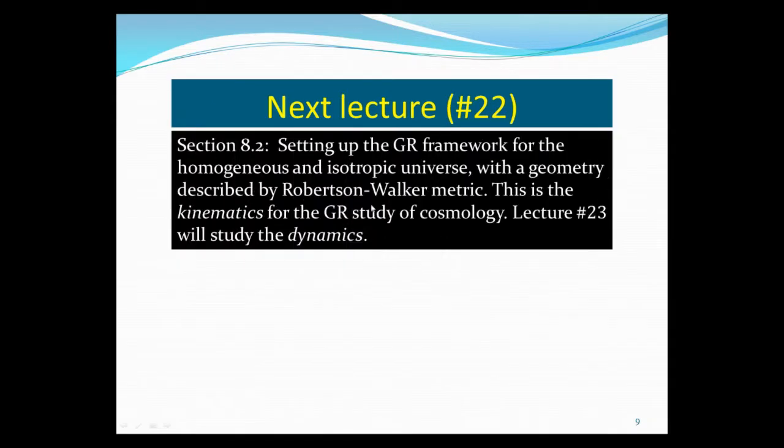Next lecture, we're going to talk about setting up the GR framework for a homogeneous isotropic universe, and the geometry turns out to be described by something called the Robertson-Walker metric. This is basically setting up the kinematics for the GR study of cosmology. And lecture 23, following that, will be studying the dynamics of such a cosmic model. Okay, so that's it.